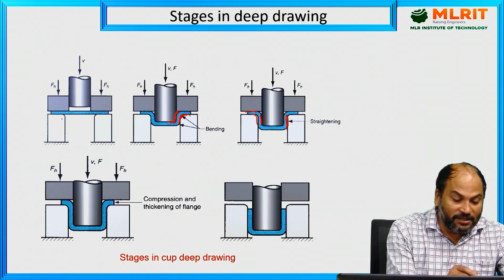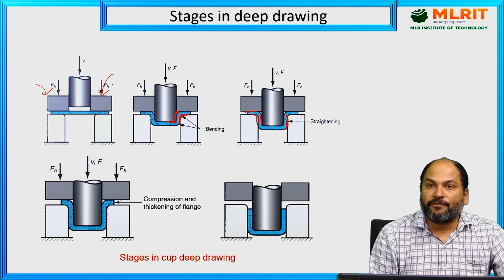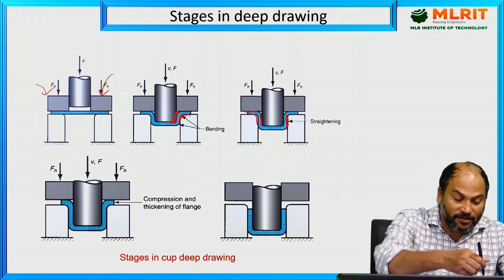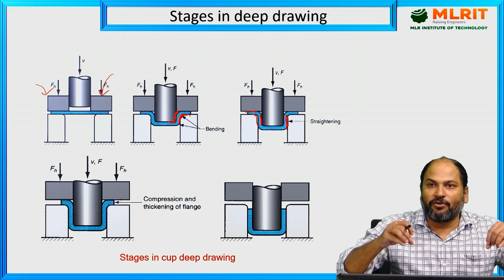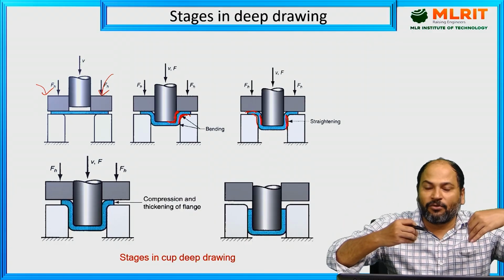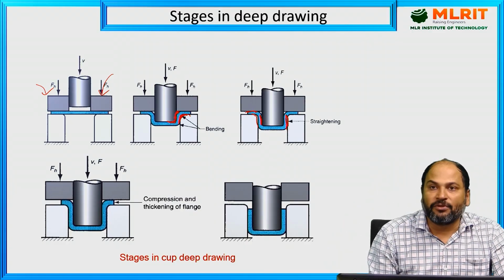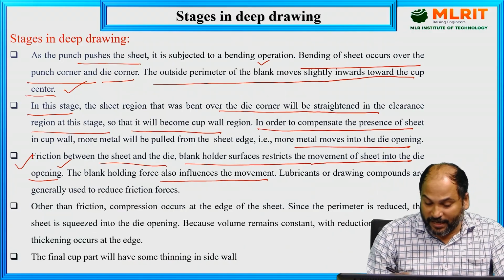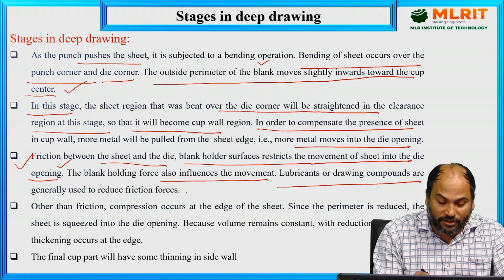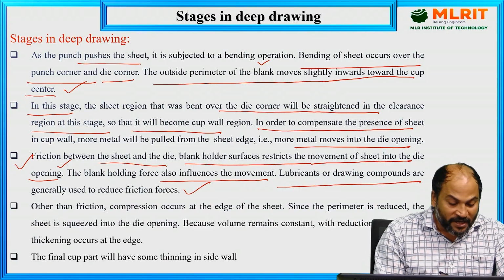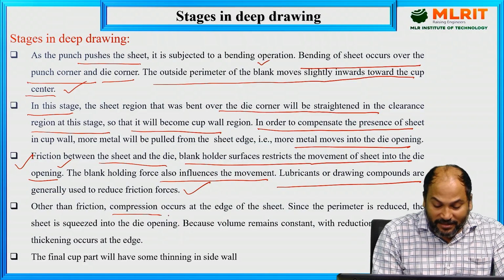If we are using this blank holder, definitely it is going to influence the material flow, because we are applying force and pressing the blank or the material through the blank holder. So obviously it is going to influence the material flow in the die. Lubricants or drying compounds are generally used to reduce the frictional forces. Other than friction force, compression occurs at the edge.